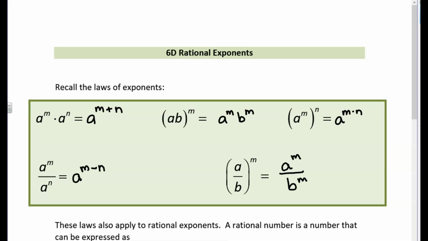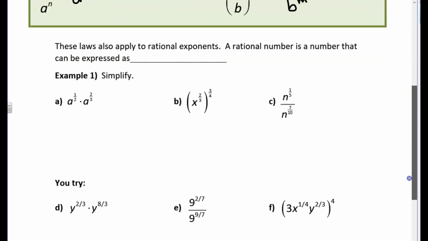We have two numbers of the same base. When they're multiplying together, you add their exponents. When you raise two numbers to a power, you apply that power to both of the bases. When you have a power raised to a power, you multiply your powers together. When you divide two numbers of the same base, you end up subtracting their exponents. And when you divide two numbers but raise them to a power, you still raise both of them to the power while still dividing those numbers.